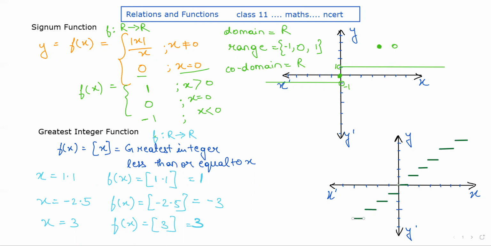what about this? At x equals 0, you should get a value 0. At x equals 1, you should get a value 1. X equals 2, value 2. X equals 3, x equals 4, x equals 5. What about the other value? These points should be hollow.